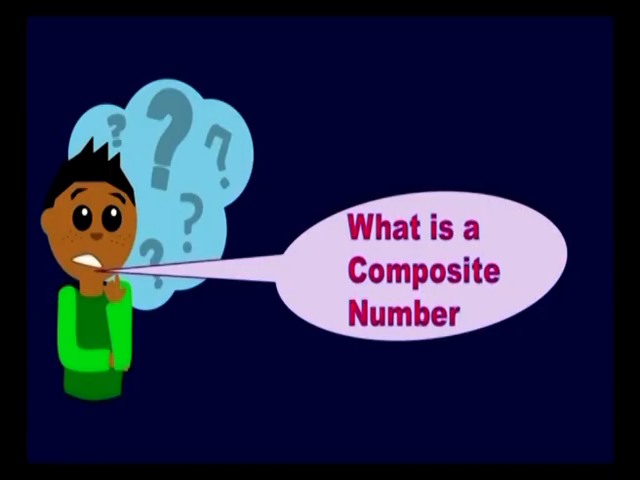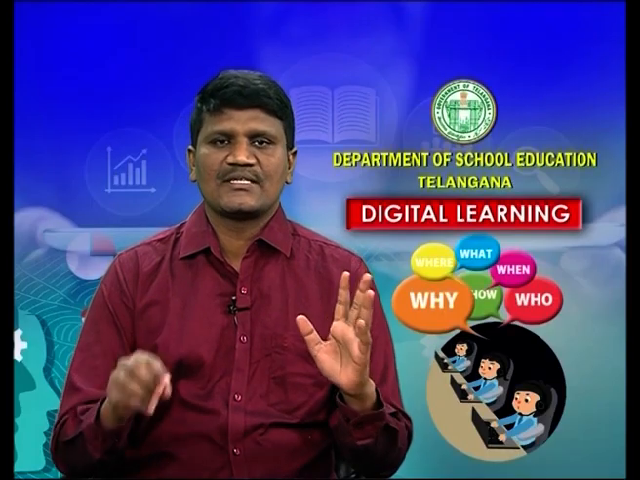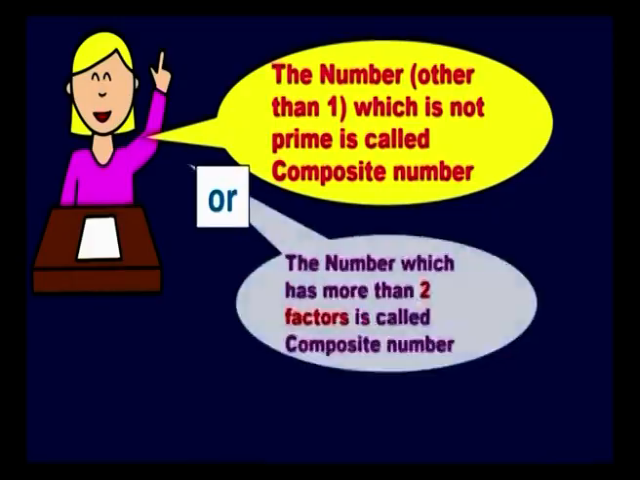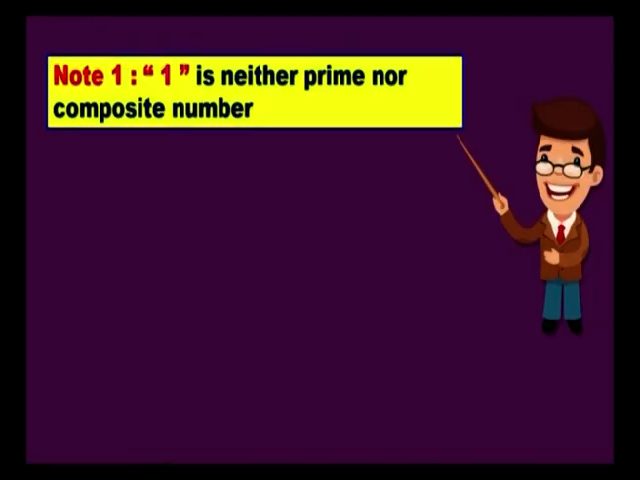Now what is a composite number? The number other than 1 which is not prime is called a composite number. Here we should not consider 1, because 1 is neither prime nor composite. Or else we can say the number which has more than 2 factors is called a composite number. Yes, both are correct. Now let us see one note here.